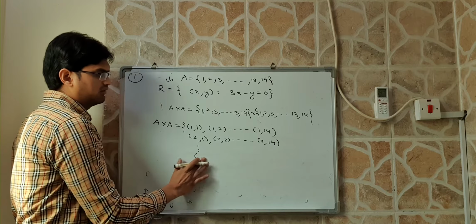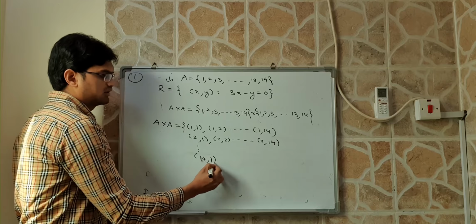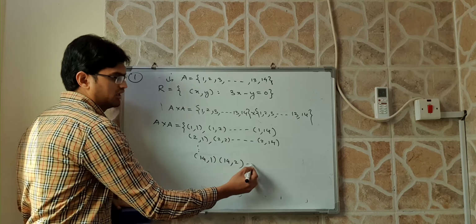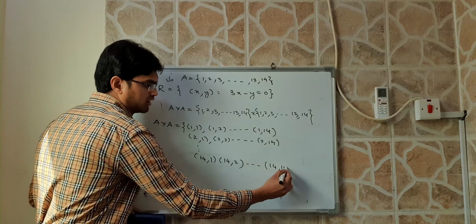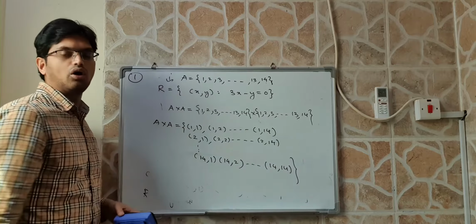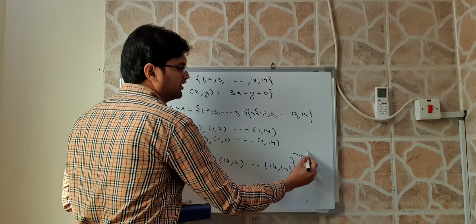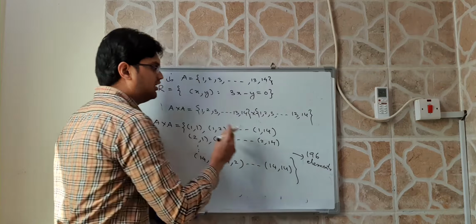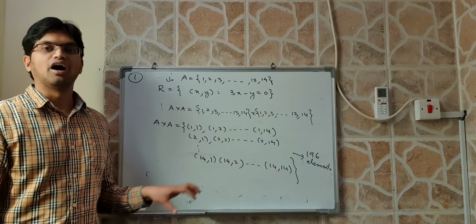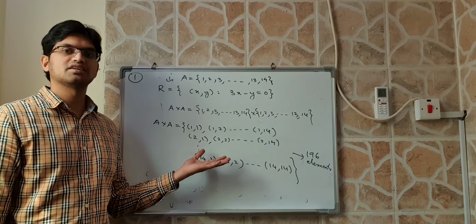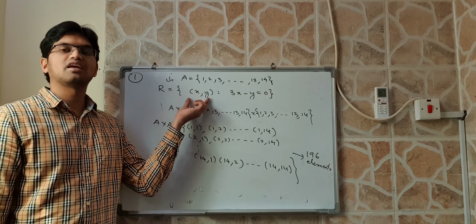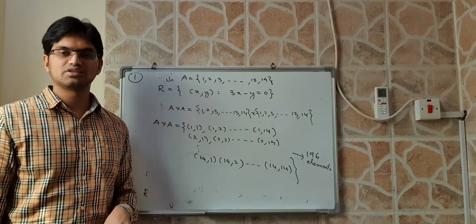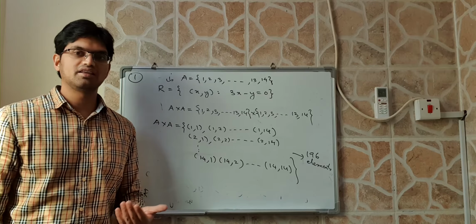Similarly, I can have (14, 1), (14, 2), and so on, up to (14, 14). Together, there are 196 elements in A cross A. Out of these 196 elements, R will take some of them. Now, how do you select them?